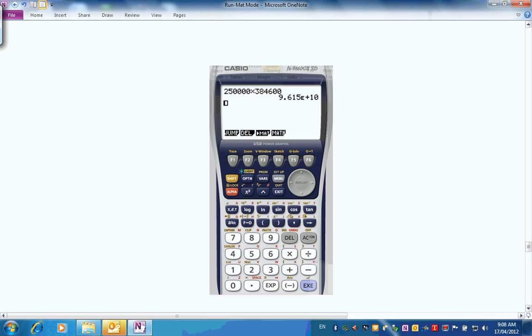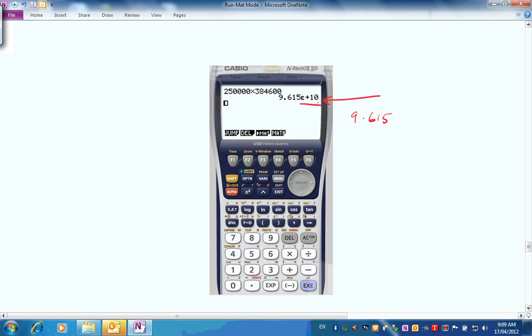Oh, what's the calculator done here? That's an interesting answer. Because the calculator can only display 10 digits, it's given us an abbreviated form for the answer. This is actually mathematically the standard form in calculator language. The answer display means we have a result which is the number 9.615 multiplied by exponent 10, e to the plus 10.